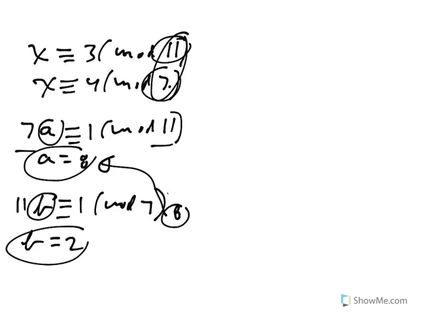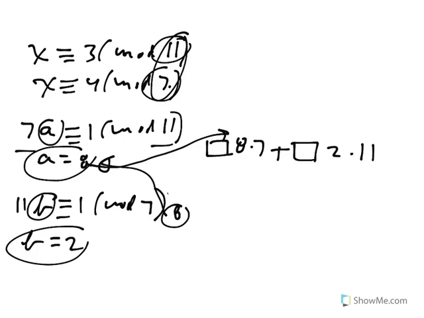Here's how I do it. I take the 8 from here and multiply it by the 7. Leave a little space here. And here I'm going to multiply the 2 times the 11. Now, 8 times 7 gives me remainder 1 when I divide by 11. But I don't want remainder 1, I want remainder 3. So I put the 3 here. 2 times 11 gets me remainder 1 when I divide by 7. But I don't want remainder 1, I want remainder 4.